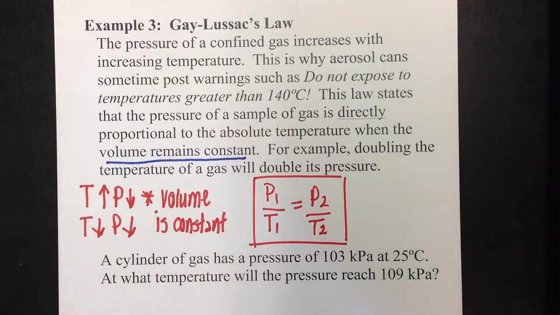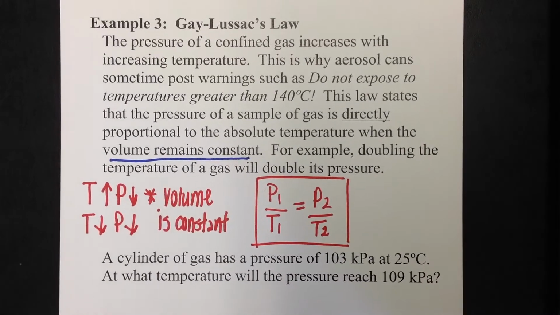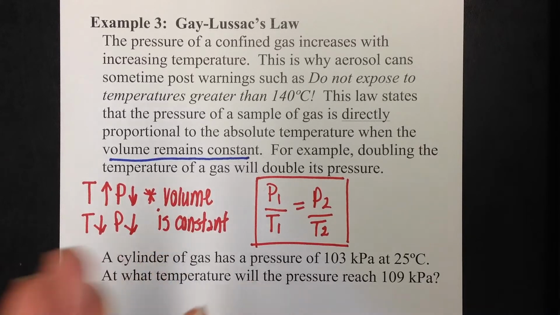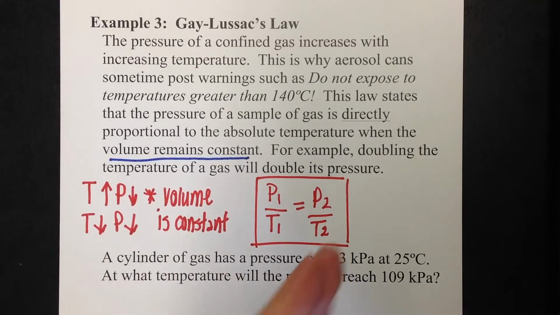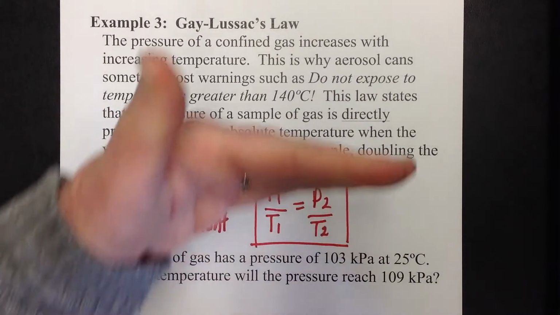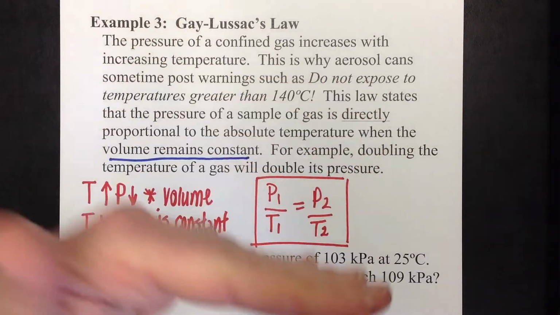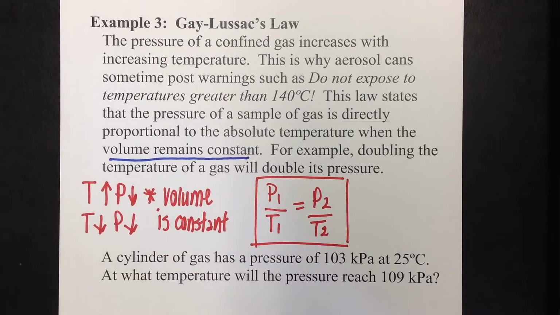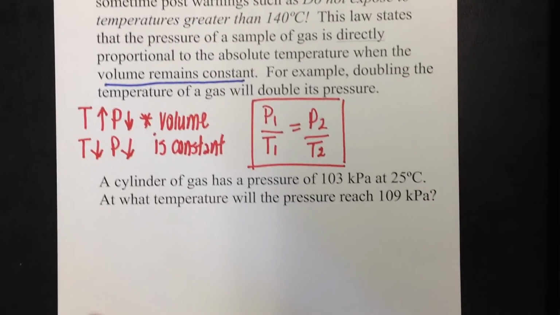Something else you might have noticed from Boyle's, Charles's, and Gay-Lussac's laws, now that you've seen all three: not only are 1s always on the left and 2s on the right, have you noticed that if we have a pressure or a volume involved, it's always on top, and if we have a temperature involved, it's always on the bottom? That's going to be important when we do the next video, which is combined gas laws. All right, so let's take a look at our first example.